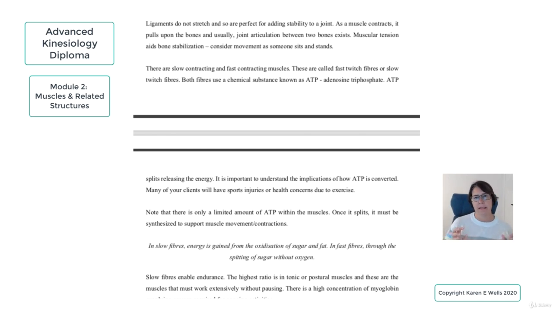Now, you might find as a kinesiologist that many of your clients will have sports injuries or health concerns due to exercise. And there's only a limited amount of ATP within the muscles. So once it splits, it's got to be synthesized to support the muscle movement and the muscle contractions.